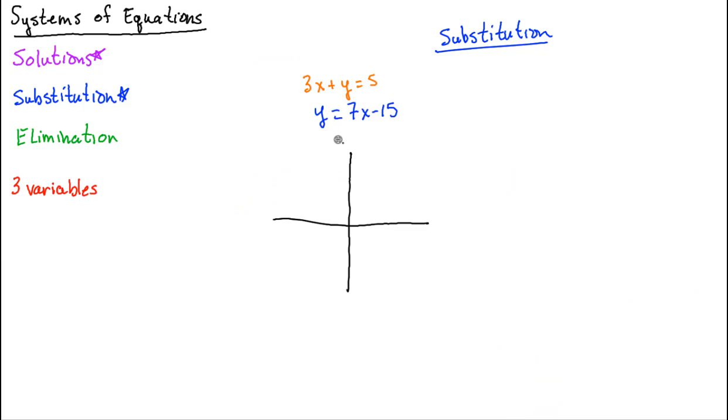All right, let's try another one here. 3x plus y equals 5. If we were to graph this, if x is 0, y would be 5. That's about right there. Slope of negative 3, down 3 over 1.